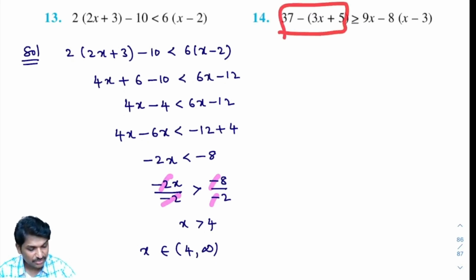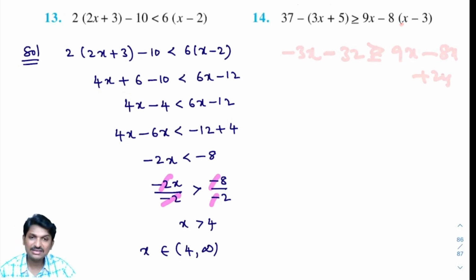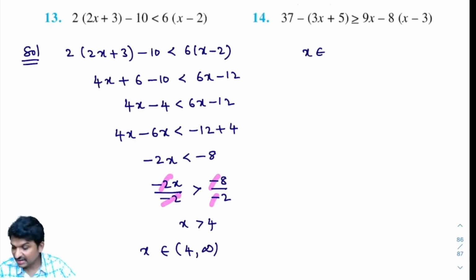You just simplify this one like this: 37 minus 5, that is 32, is greater than or equal to 9x minus 8x plus 24. And just write all x terms on one side like that, and you will get the answer. I want you to try this 14th question on your own. For the 14th question, the answer is the open interval minus infinity to closed 2.